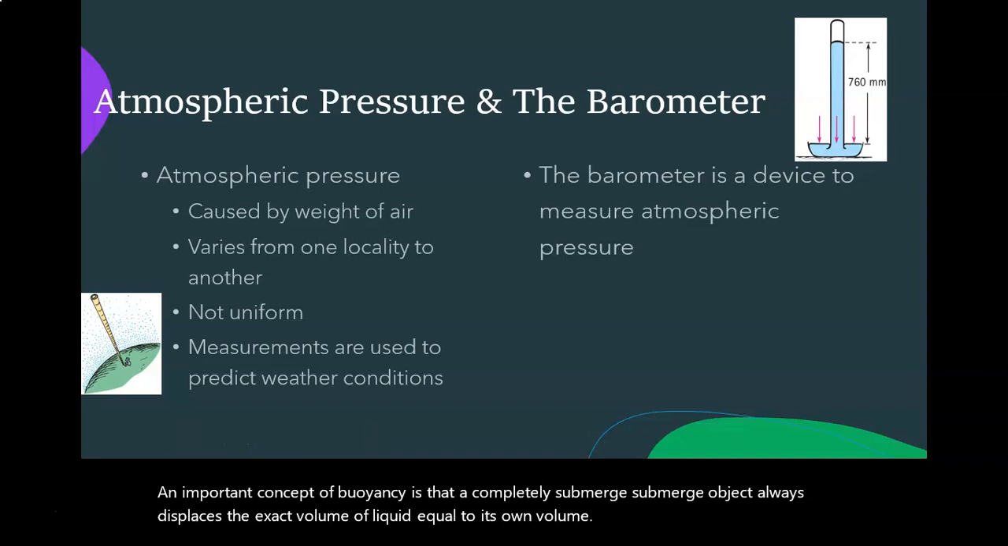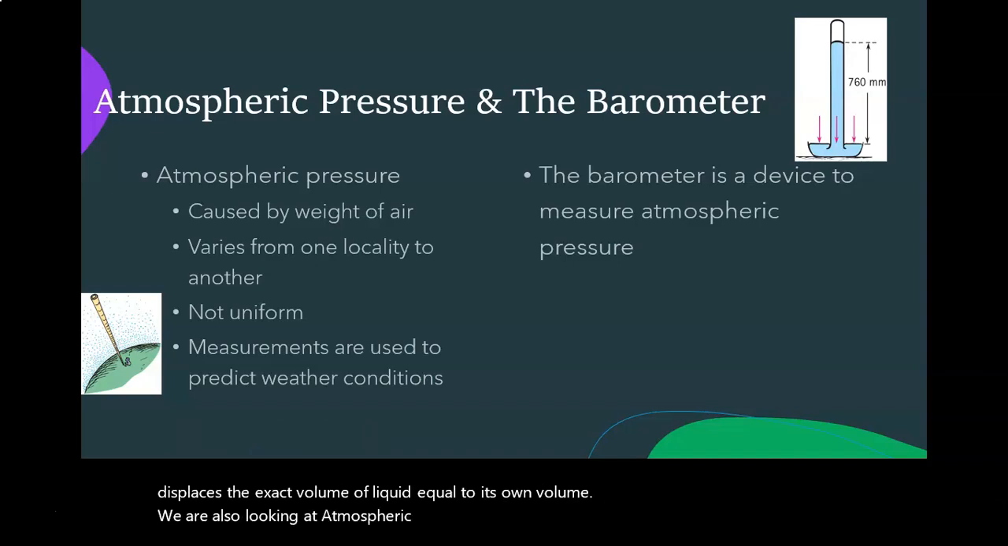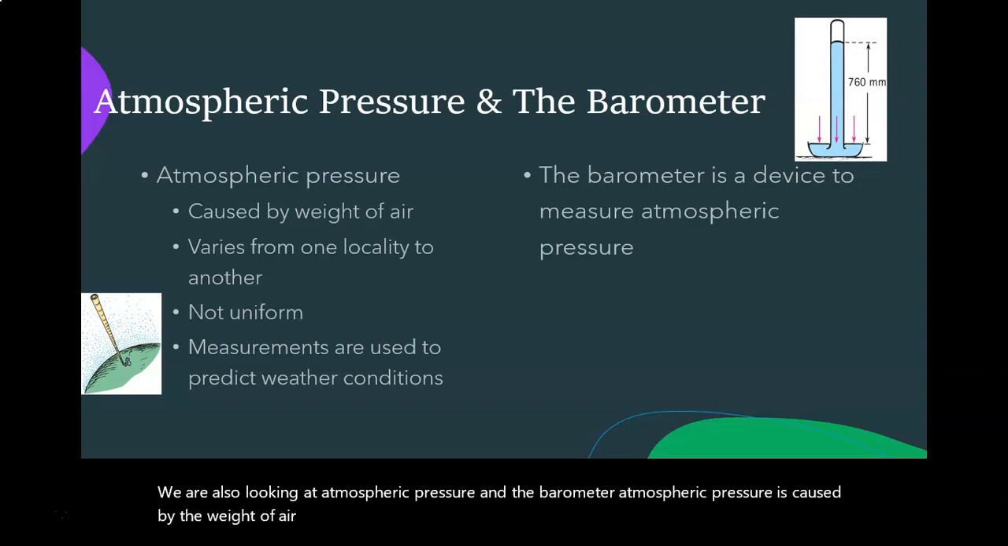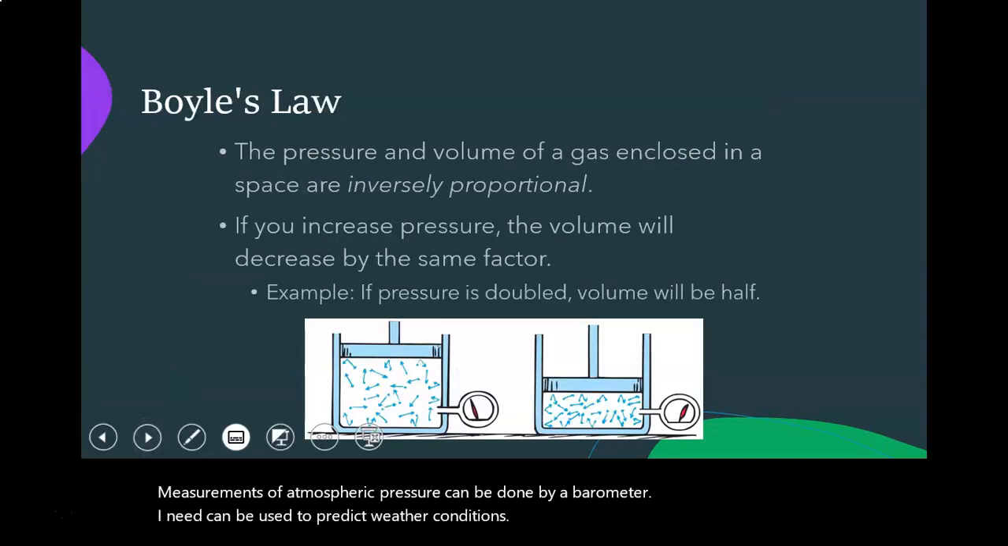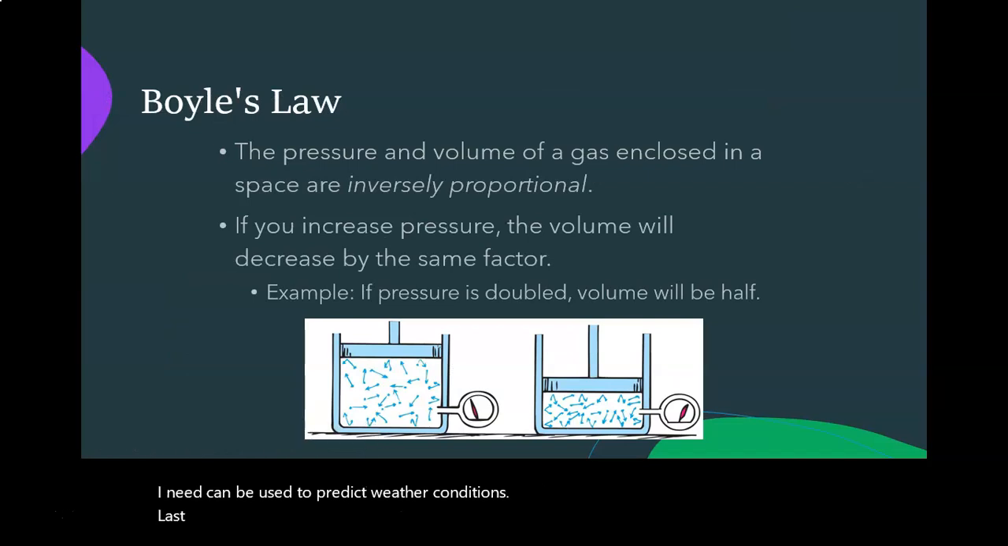We are also looking at atmospheric pressure and the barometer. Atmospheric pressure is caused by the weight of air. Of course, this changes from one region to another. It is never uniform. Measurements of atmospheric pressure can be done by a barometer, and it can be used to predict weather conditions. Last, we are looking at Boyle's law.